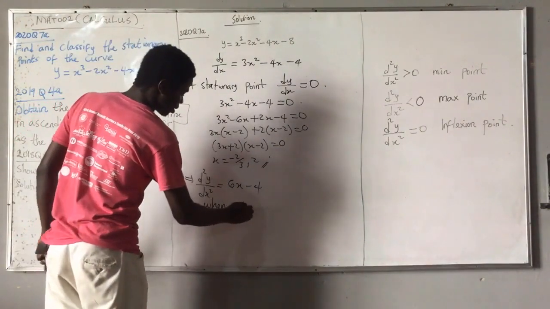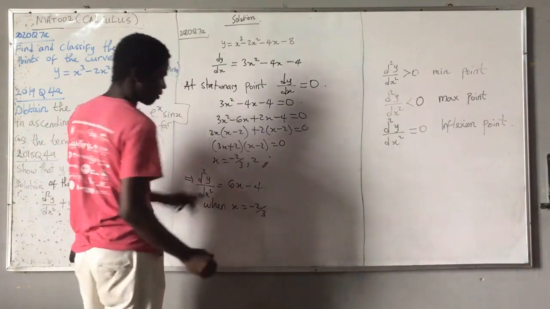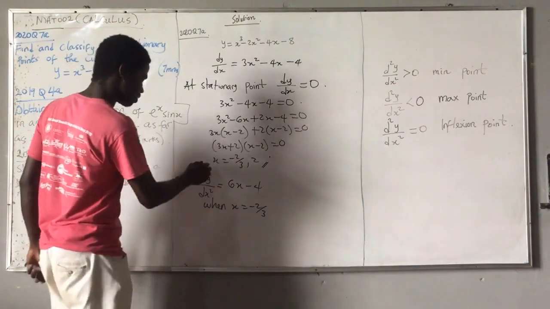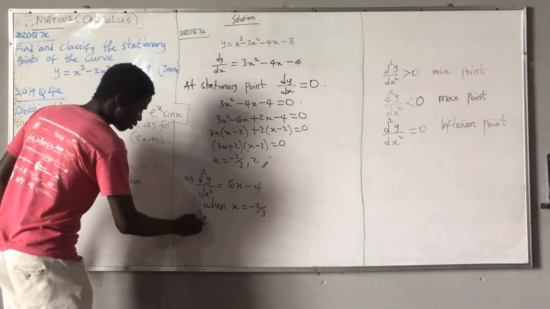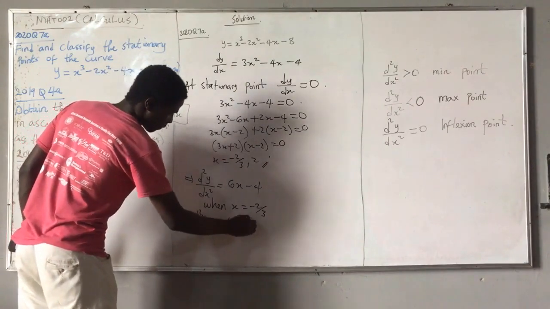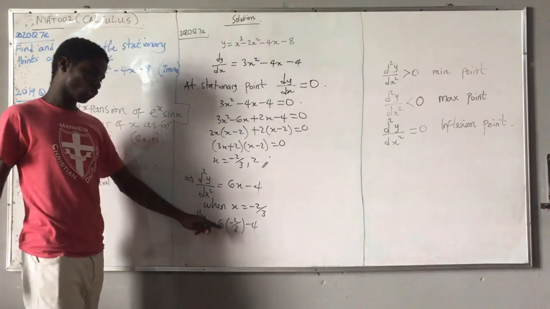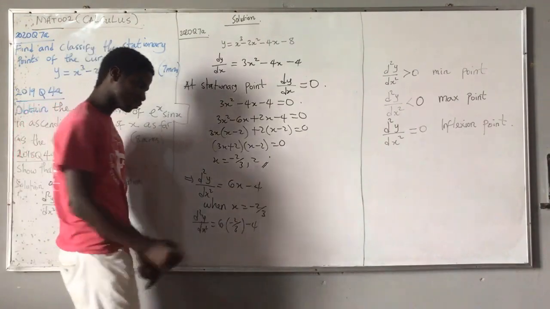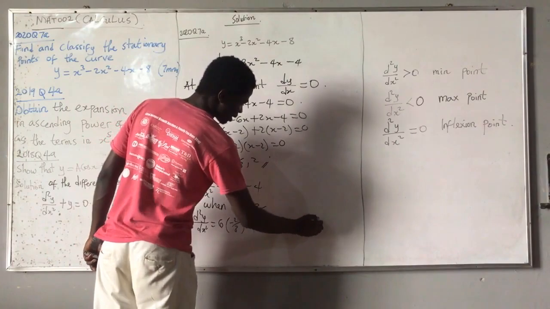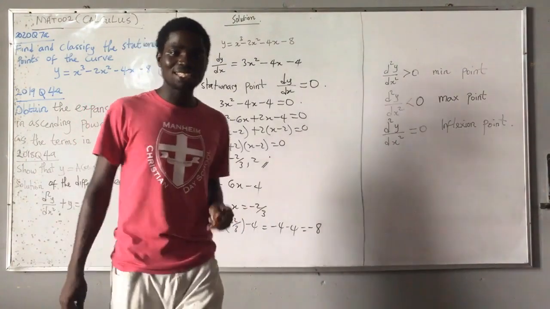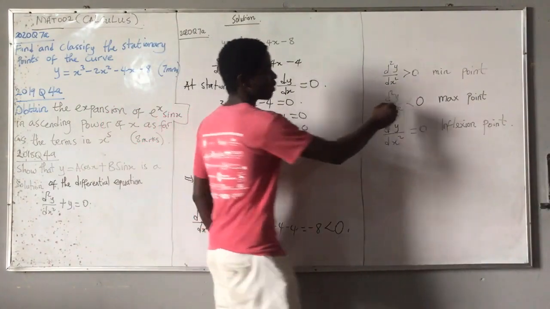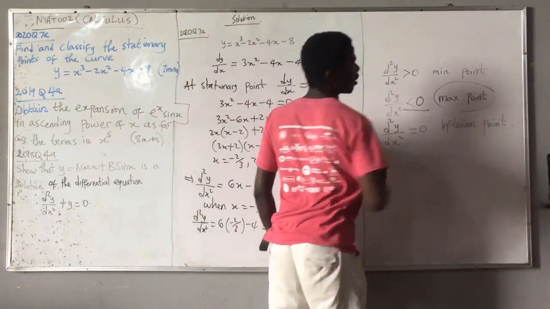Now, look at the first one. When x is minus 2 over 3, put it there. For this point, when x is minus 2 over 3, d²y over dx² will be equal to 6 multiplied by minus 2 over 3 minus 4. 3 here, 1; 3 here, 2 times minus 2, that's minus 4, minus 4. The answer is minus 8. Is minus 8 greater than 0 or less than 0? Minus 8 is obviously less than 0.